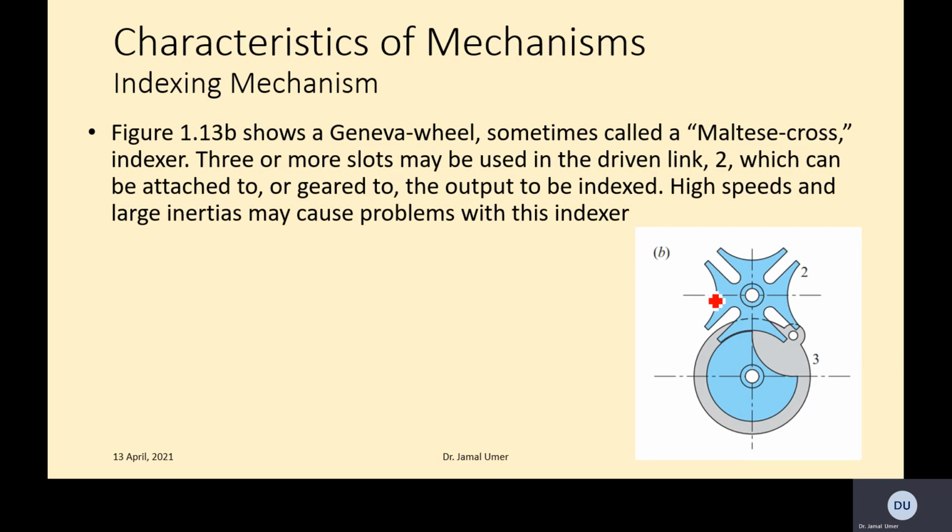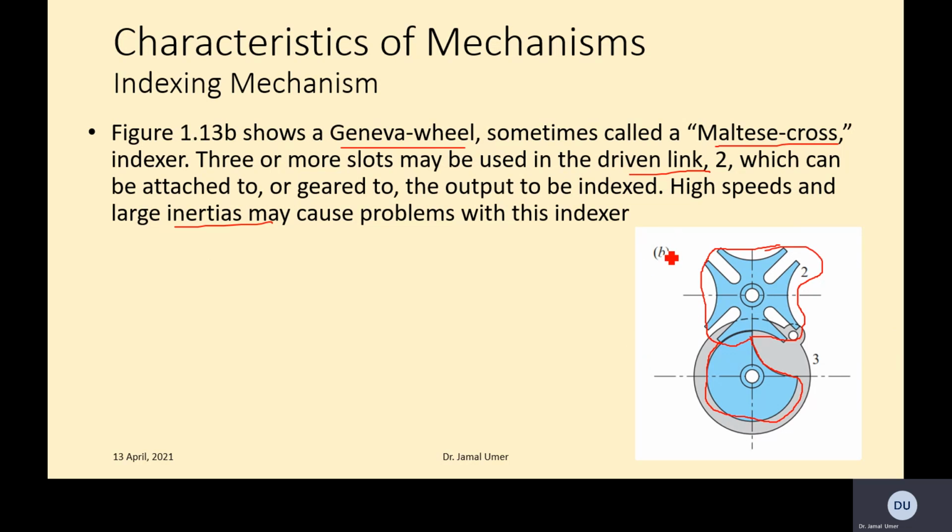The next one shows a Geneva wheel, sometimes called a Maltese cross indexer. There can be more slots used in the driven link 2. You see, this is link 2. Basically it also includes partly this one as well. So more slots can be added in this one, which can be attached to the output to be indexed. High speeds and large inertias may cause problems with this indexer. So this is also for a smaller nature, a small load application. It's not really a large load.